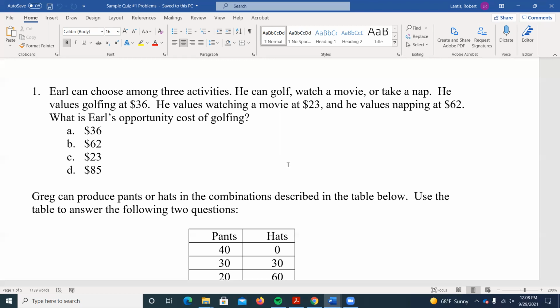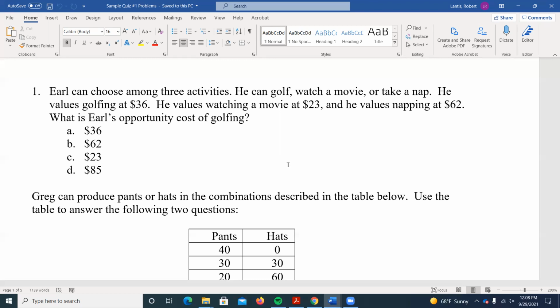Whereas if he would have chosen to nap, he valued that at 62, and his next highest value activity would have been golfing. So if he had chosen to nap instead, he would have ended up with a positive benefit. The setup of this one is a little goofy because this isn't a rational choice. He didn't choose the activity that he values the most, but I'm telling you that he chose something inefficient. What would the opportunity cost then be?